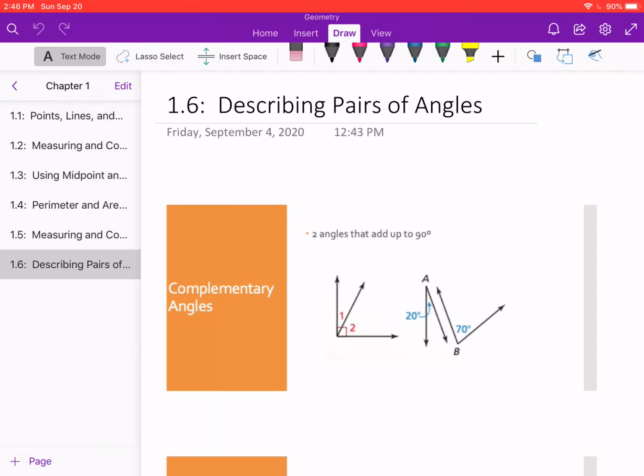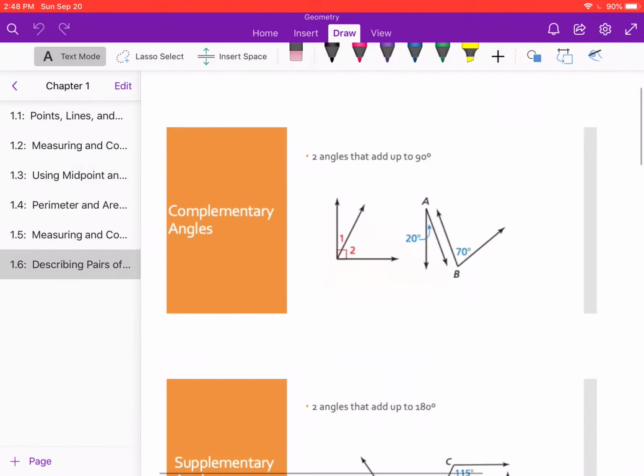So that could look like two angles that are right next to each other that form a right angle, like angle 1 and angle 2. You know it's a right angle by that little box put there. So angles 1 and 2 are complementary. It could also be two separate angles that don't share any sides in common, as long as their degrees add up to 90. So in this case, angle A and angle B, 20 plus 70 is 90. So they are complementary angles.